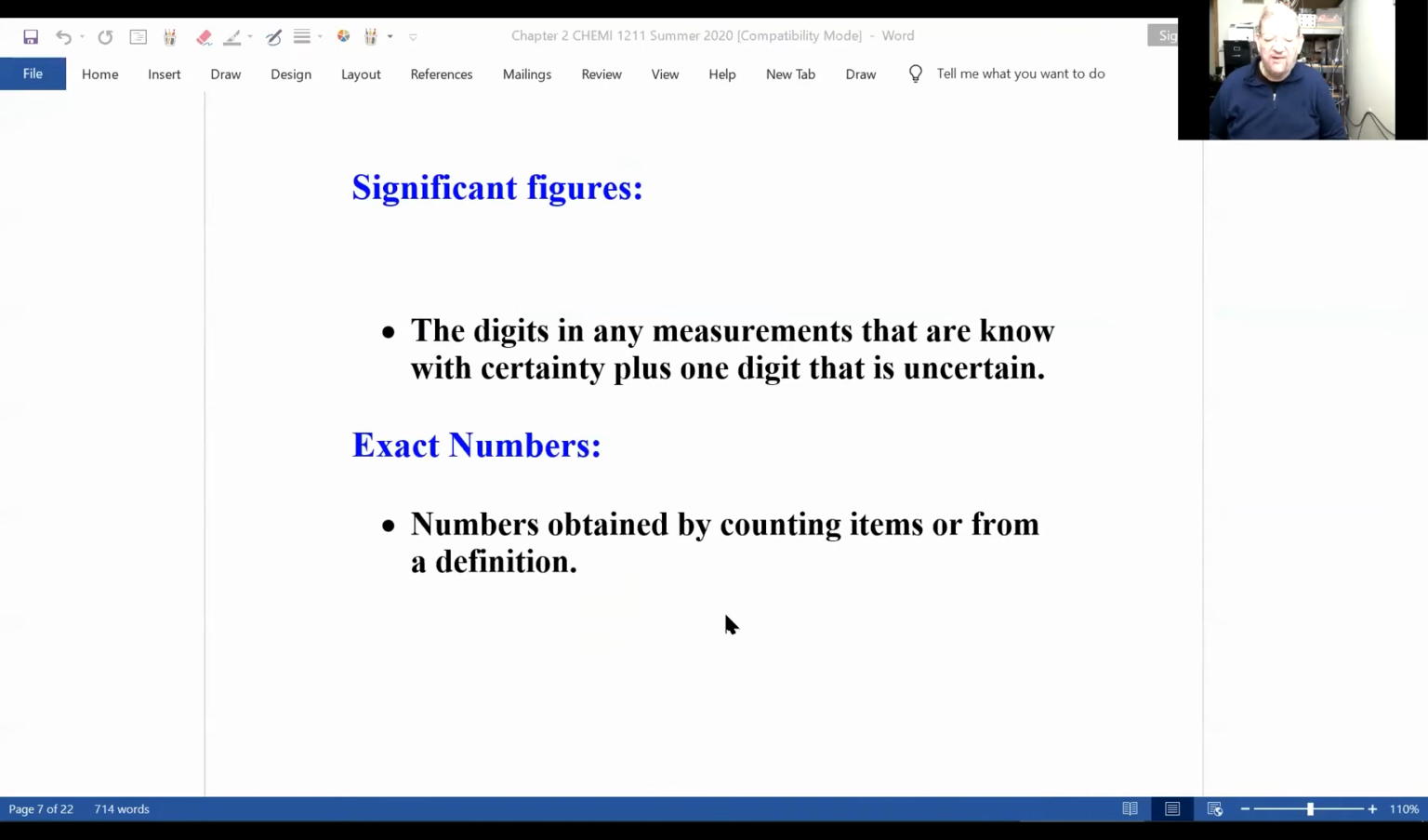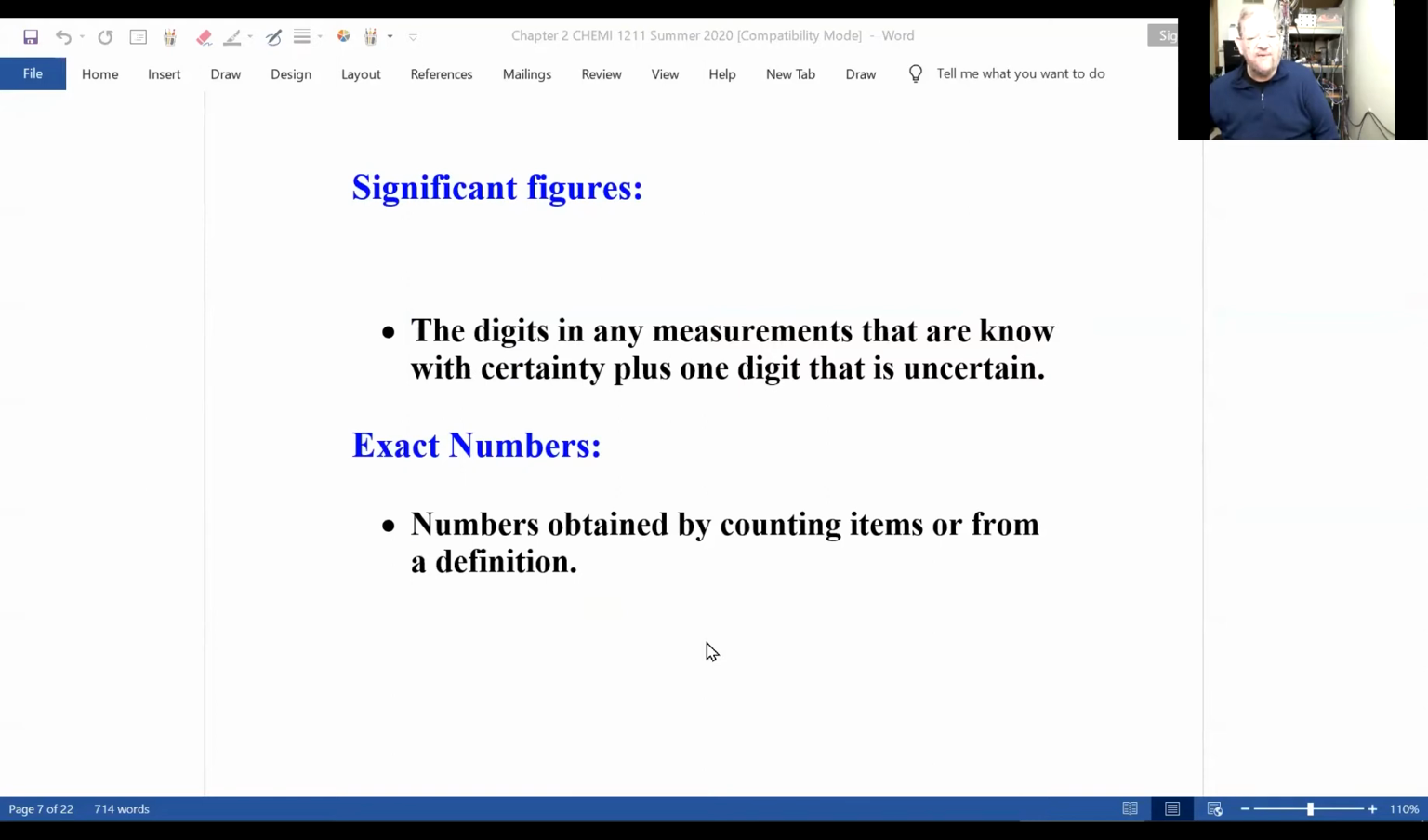So when we talk about significant figures, I'll never ask you what is a significant figure, but I will teach you how to use them, and that's important for you to learn, which we'll do this morning. Significant figures are the digits in any measurement that are known with certainty plus one digit that's uncertain, the last one.